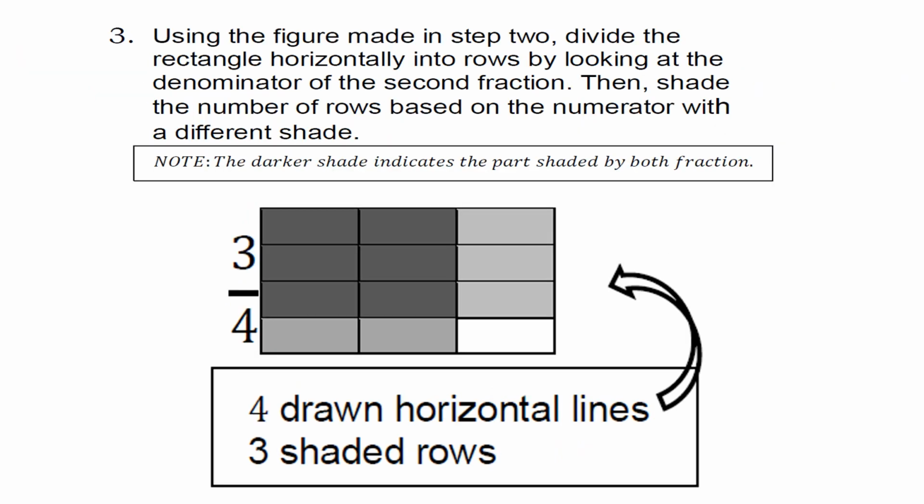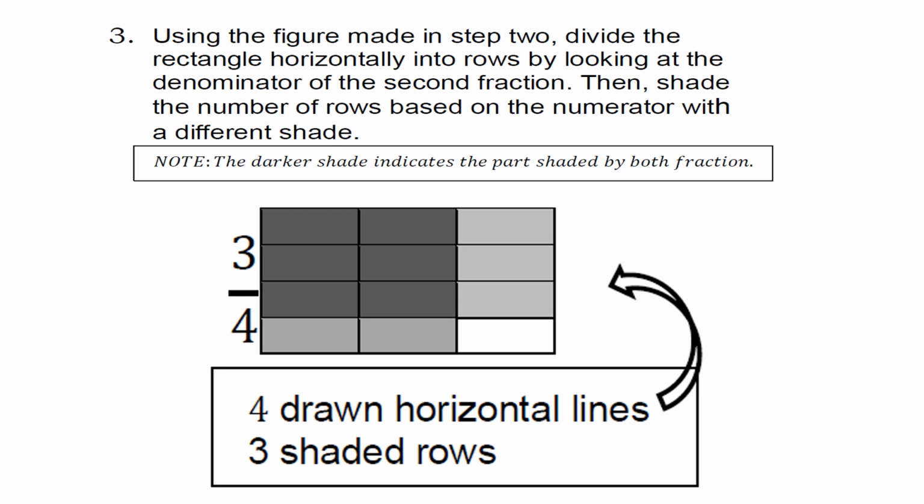Number 3. Using the figure made in step 2, so ginamit na natin yung figure na ginamit natin sa step 2 kanina. Divide the rectangle horizontally into rows by looking at the denominator of the second fraction, then shade the number of rows based on the numerator with a different shade. Ngayon, ang pangalawang fraction na binigay ay 3/4. Tingnan natin ang denominator ngayon. Ang sabi niya ay 4.